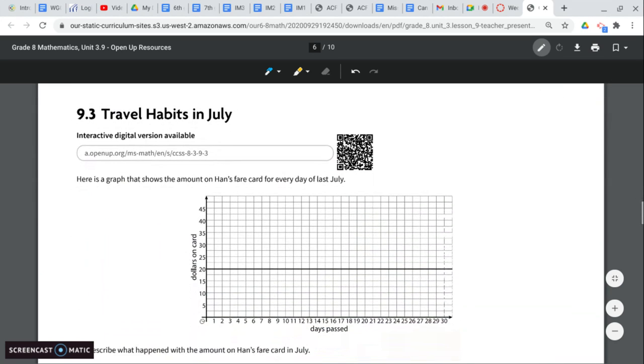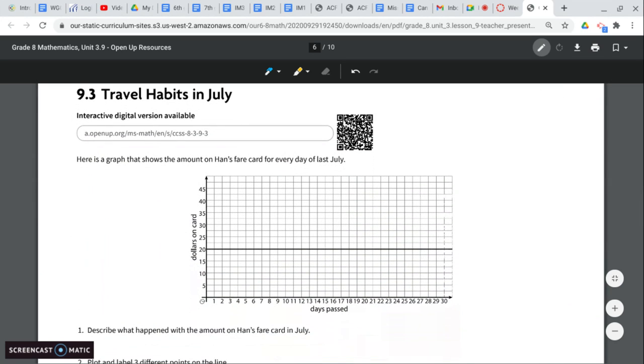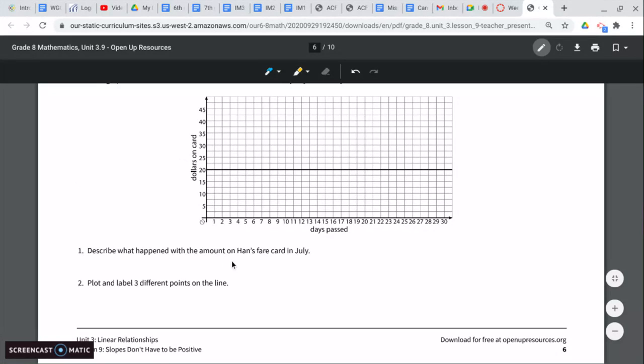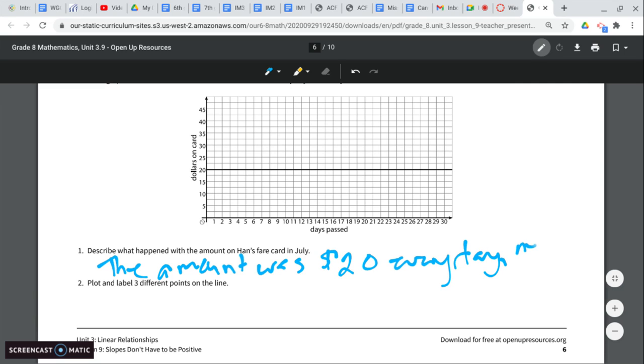All right, travel habits in July. Here is a graph that shows the amount on Hans' fare card for every day of last July. Describe what happened with the amount on Hans' fare card in July. So notice, this is just a horizontal line. What's our y value there? $20 every day. It never changed.